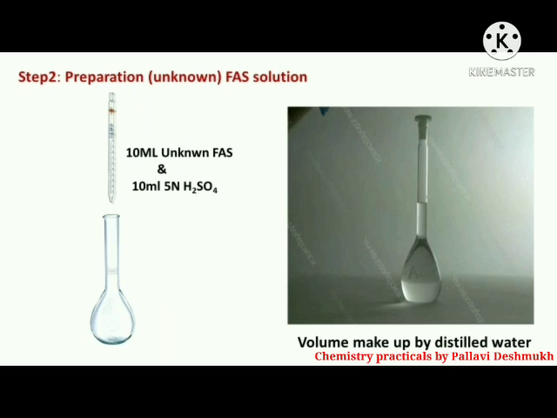The next step is the preparation of unknown ferrous ammonium sulfate solution. For that, pipette out 10 ml of the unknown ferrous ammonium sulfate solution into the 100 ml volumetric flask and add equal volume, that is 10 ml of 5 normal H2SO4 solution. Shake the contents in the flask and make up the volume up to the mark with the help of distilled water. This is the unknown ferrous ammonium sulfate solution.